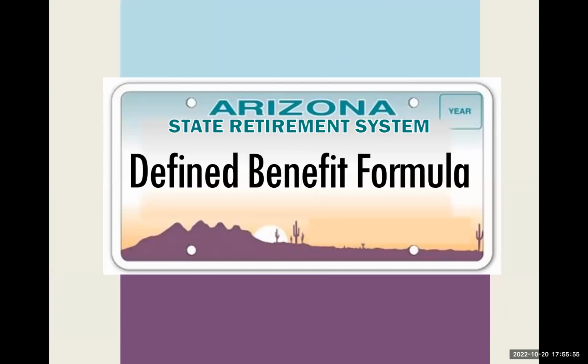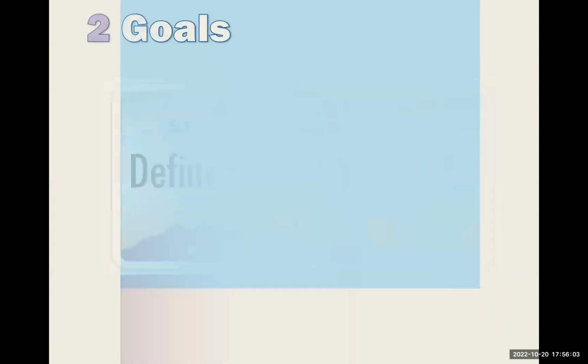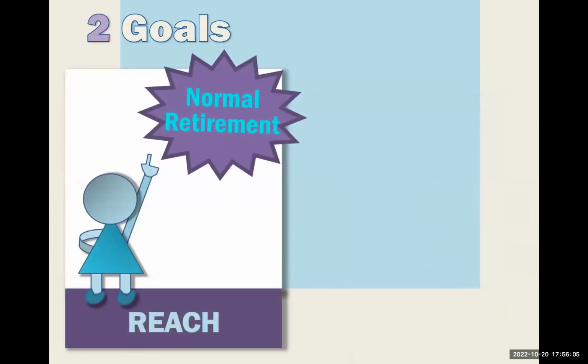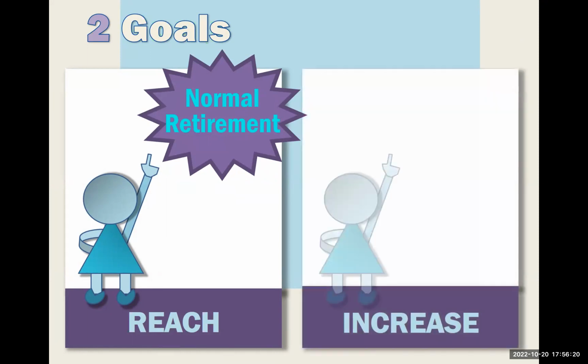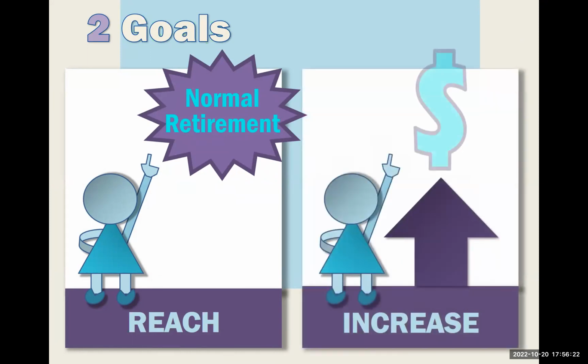So now let's discuss the components of the defined benefit formula and how the ASRS calculates your monthly benefit. When thinking about this formula, we want you to consider the following 2 goals. The first is reaching normal retirement, or coming as close to it as you possibly can, which means an unreduced pension benefit to you. The second goal is to increase your benefit and retire with the highest benefit possible.